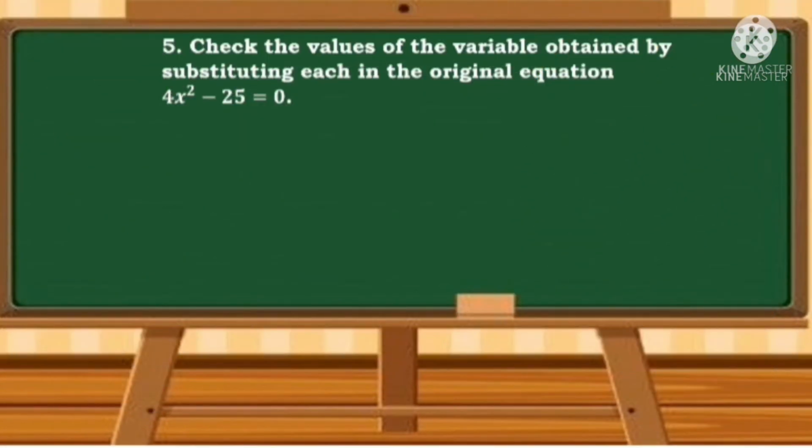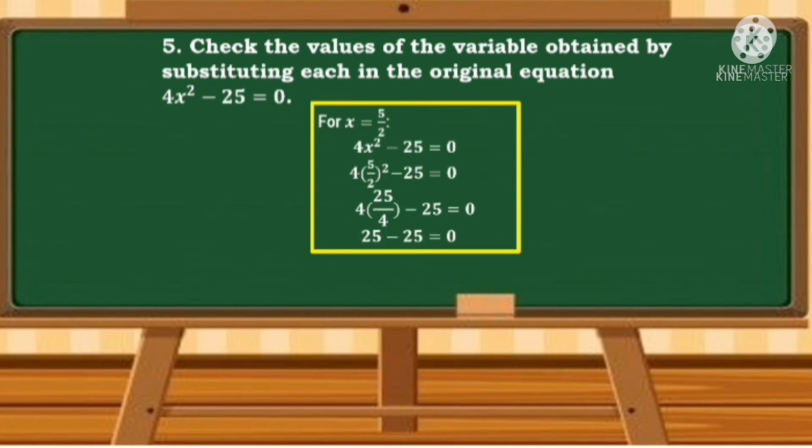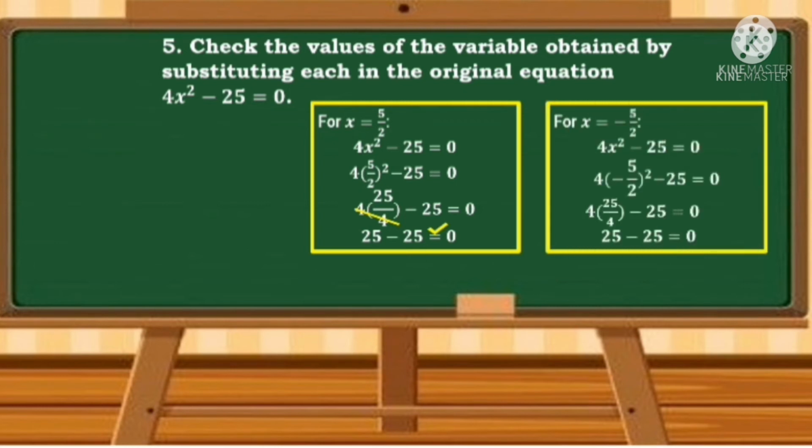Okay, the last step is to check the values of the variable obtained by substituting each in the original equation, 4x squared minus 25 equals 0. So for x equal to 5 over 2, substitute 5 over 2 and it will become 4 times quantity 5 over 2 squared minus 25 equals 0. Then the square of 5 over 2 is 25 over 4. You can cancel the 4. Then bring down 25 minus 25 equals 0. So that is also correct.